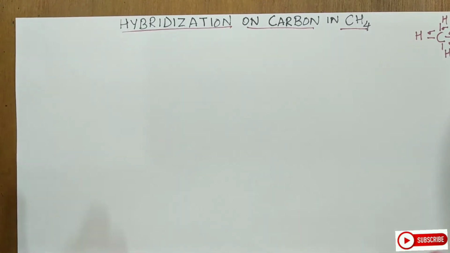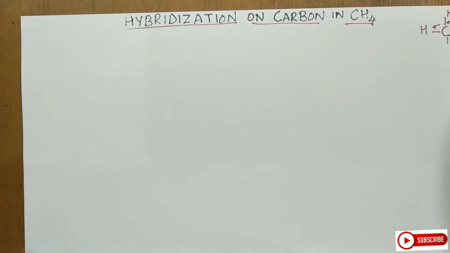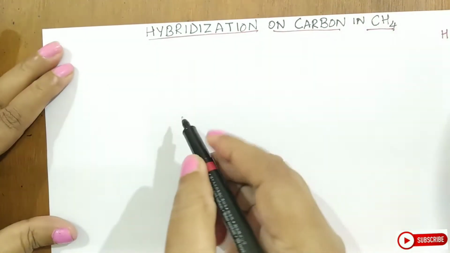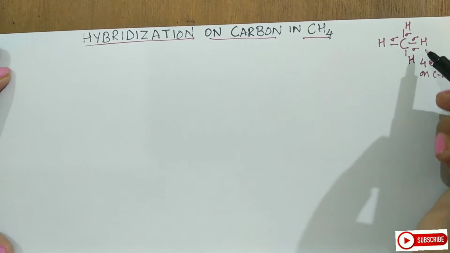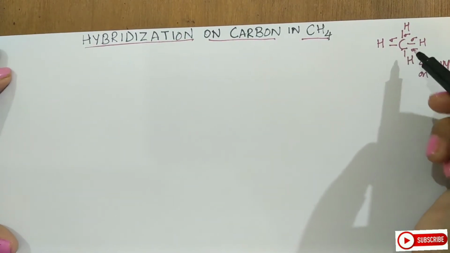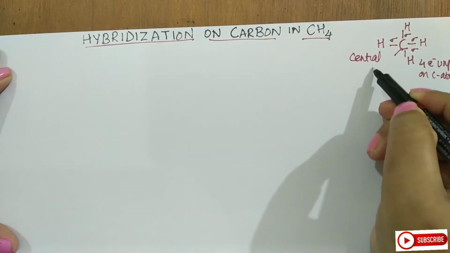Now what is sp3 hybridization, student? sp3 hybridization means 1s and 3p of carbon atoms, they will mix. So let us start for the hybridization. Here, as I said, carbon is attached to 4 other hydrogen atoms, so carbon is called the central atom.